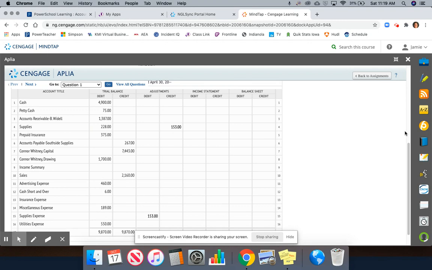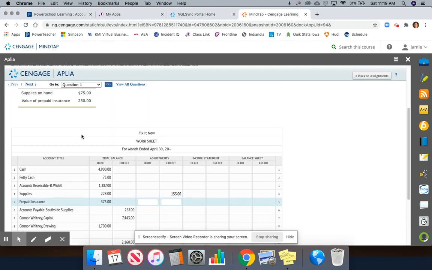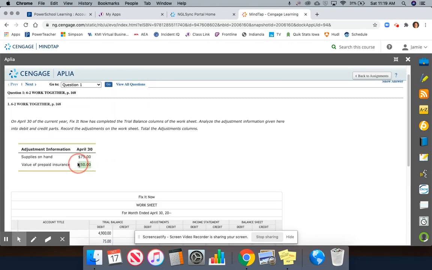Next, we need to do our prepaid insurance adjustment. So at the beginning of the month, it appears that we had $375 in our prepaid insurance account. So at the start of April, we had $375 to use for insurance expenses. At the end of the month, the actual value for prepaid insurance was $250.